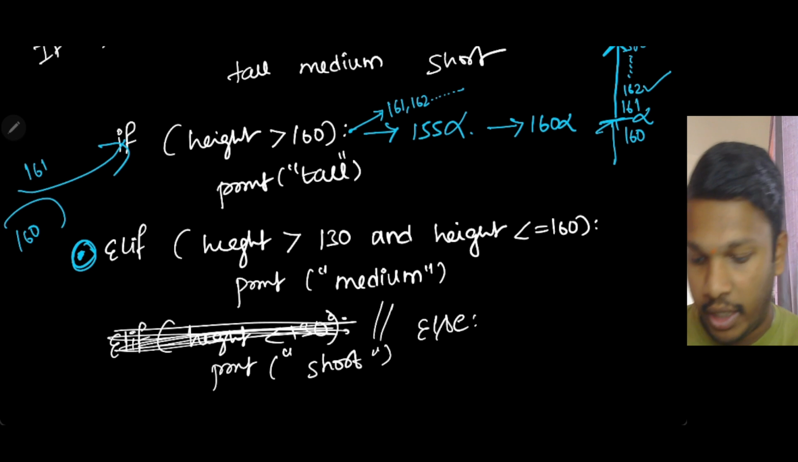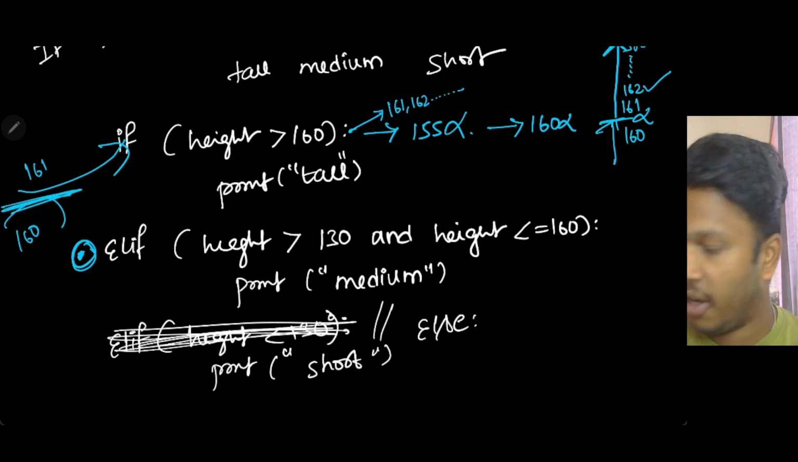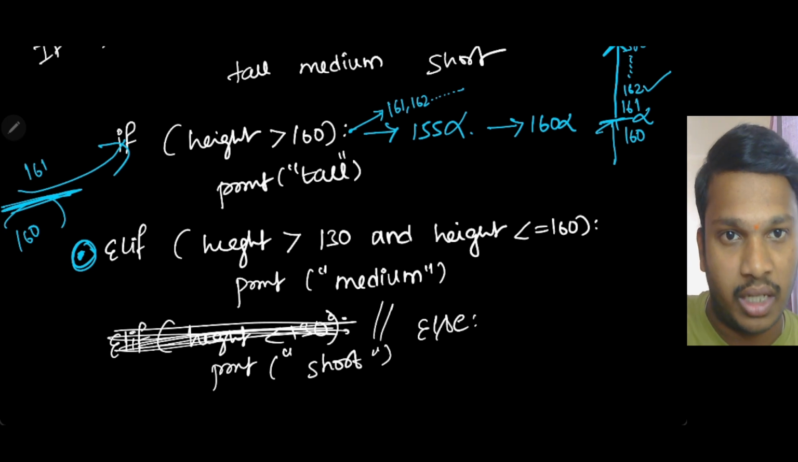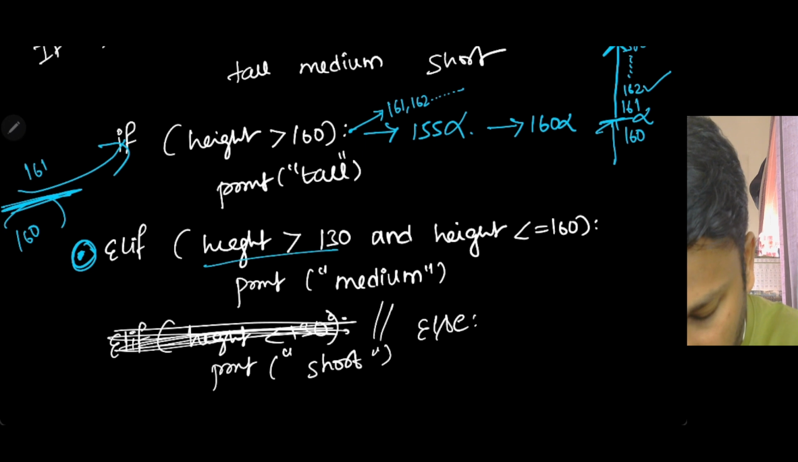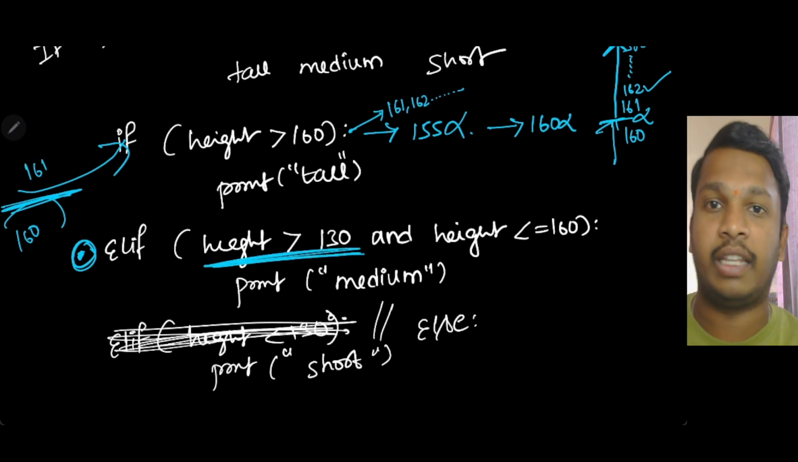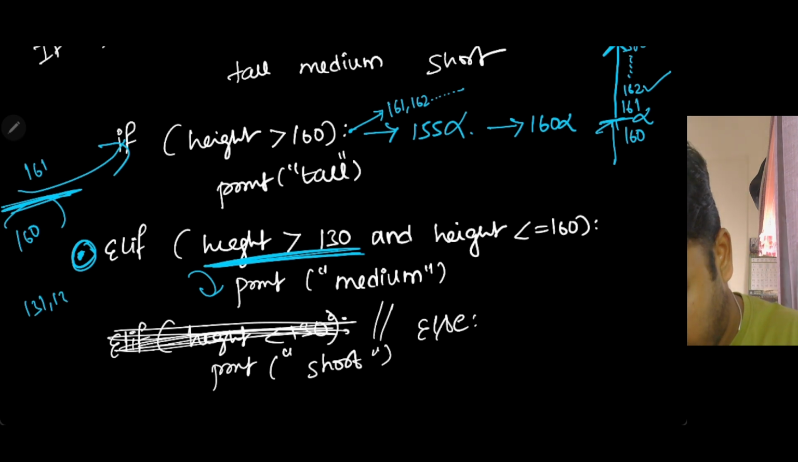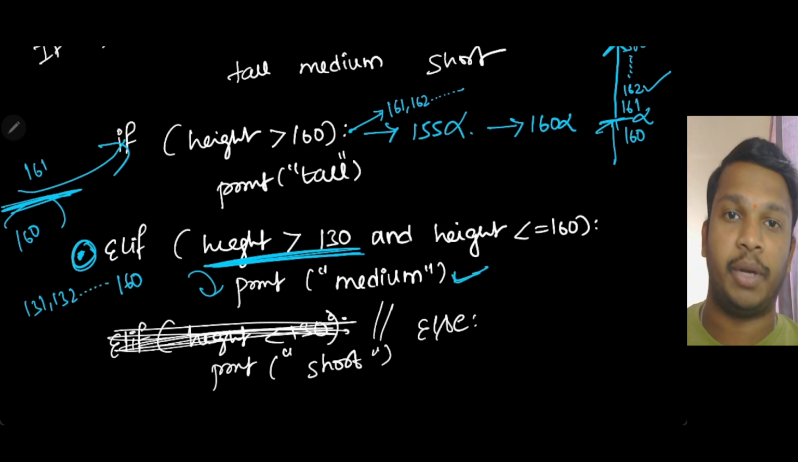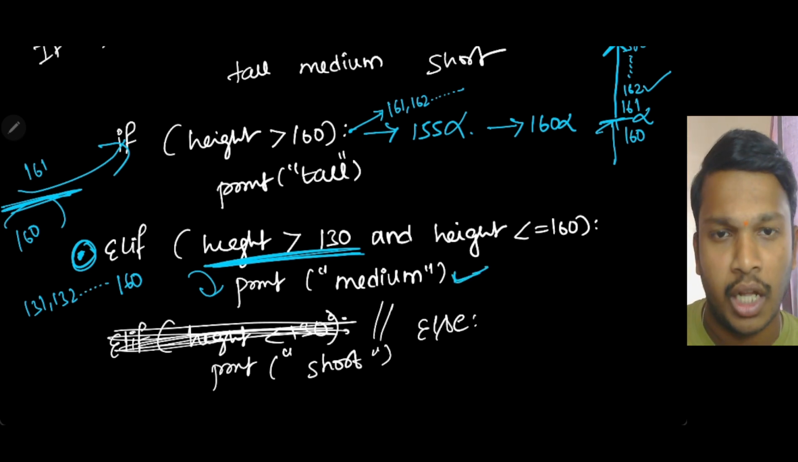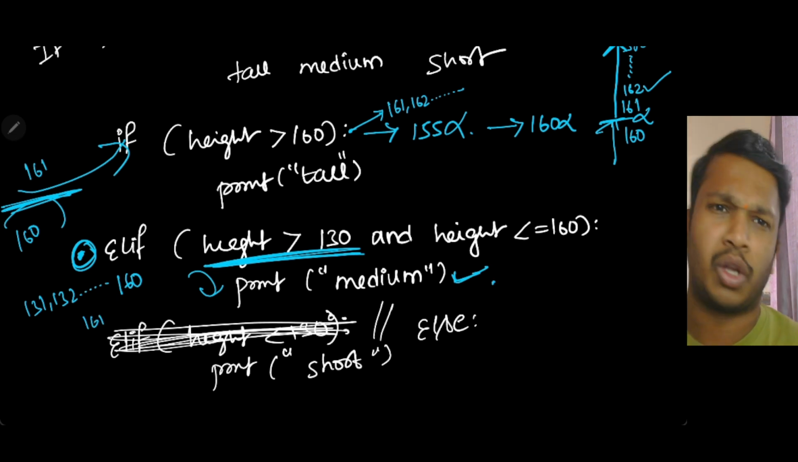Correct. Now, 0 to 160 will come into this else if. If height is greater than 130, it will enter into this, meaning 131, 132, and so on. Till how much? Till 160, it will come into this print medium. Am I correct? Now, if I give 161, will it come here? No, right? It will not come.